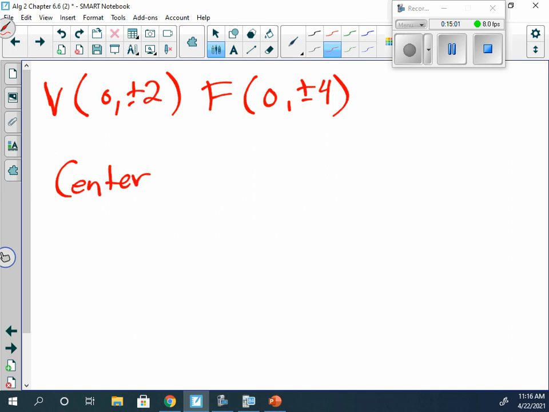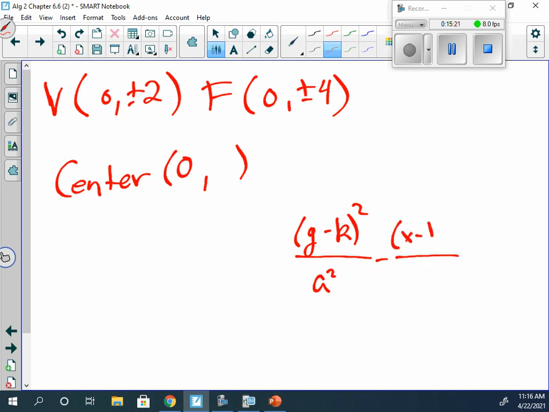Well, both of these here, the value of h is going to be 0. Now we know that the equation that we're actually going to be using is going to be our y minus k squared over a squared minus x minus h squared over b squared is equal to 1. Now if we want to find the midpoint with our vertices being plus or minus 2, well, we can add the 2 together and divide by 2. That would be positive 2 and negative 2. They add together to be 0.